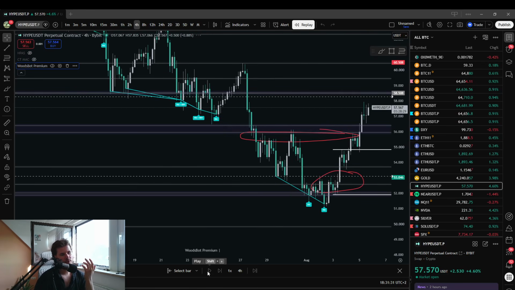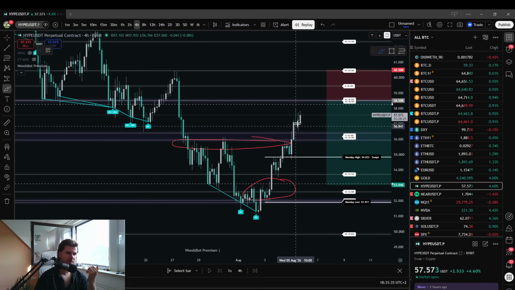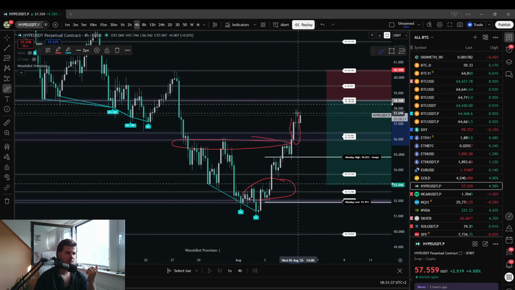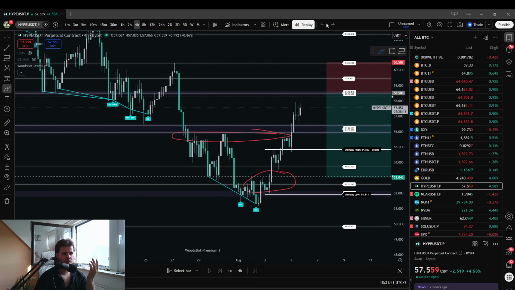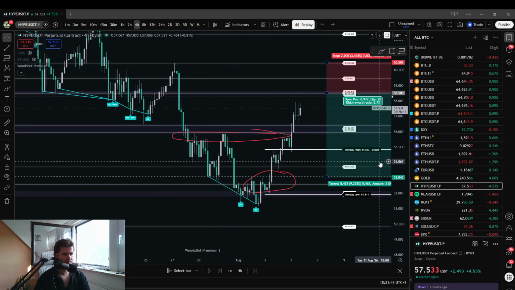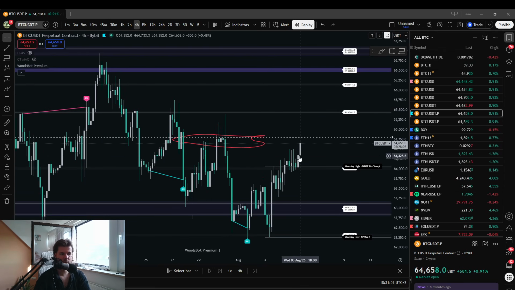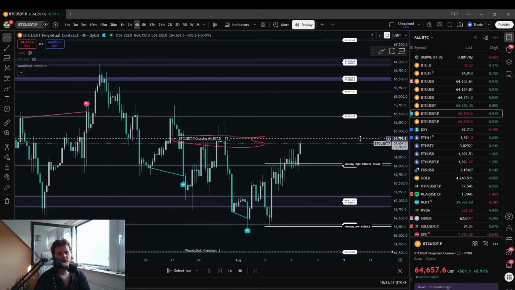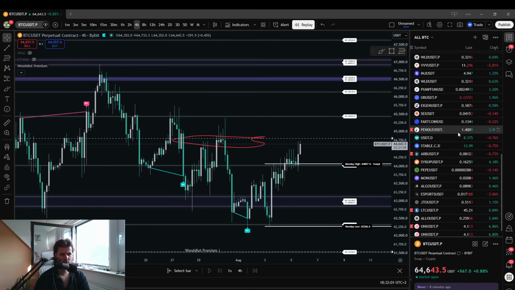And this is what I would like to see on Bitcoin as well. Have this 4-hour candle close above the last swing highs. This would signal for me a bullish change in the market structure. So this is what I'm waiting for on Bitcoin. But you really have to wait for the candle closure. If you're not being patient and just blindly longing this, you're gonna get wrecked, because there's still potential for price action to reject from this level.